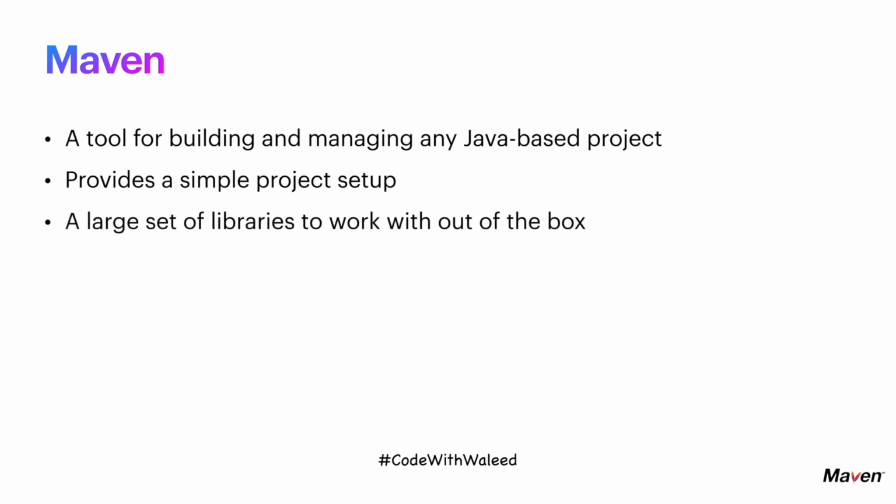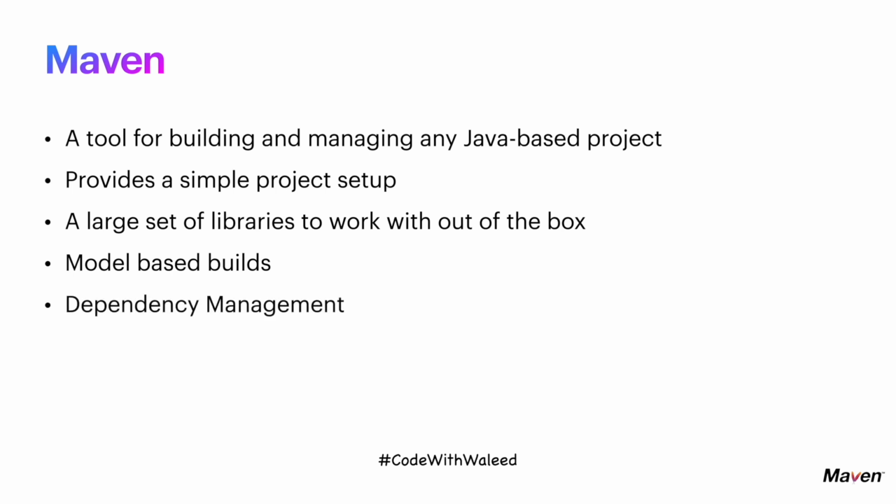We're talking about what Maven is, what are the different features that it provides developers. It has a large set of libraries to work out of the box. That is, it has a large and growing repository of libraries and metadata that can be used out of the box with Maven. It supports a model-based build system, that is, with file extensions like jars and wars. Dependency management, that is, Maven encourages the use of a central repository of jars and other dependencies as well. This is core to the Maven way of doing things.